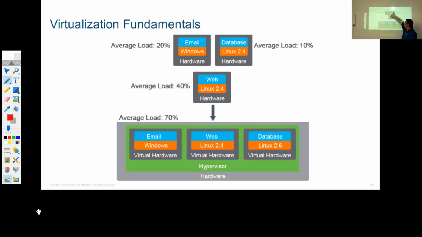Again, we get to see our database server. Average load's only around 10%. Our web server, average load only around 40%. So even though all these devices were constantly on, they're not used 100% of the time. So we're seeing less value of that physical hardware.